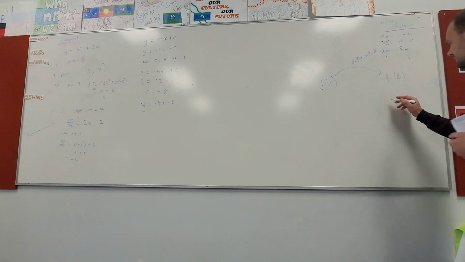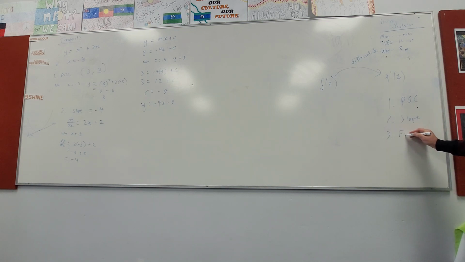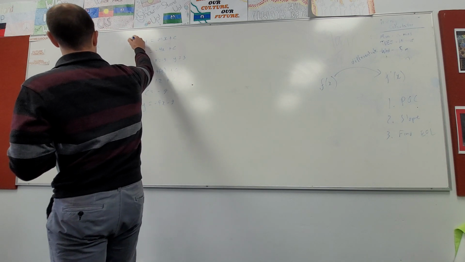Okay, so what's the process? Find the point of contact, find the slope, and then find the equation of the line by putting in the slope and the coordinates. So there's a bit going on, right? You can break down each step further, but they're the 3 steps we need to do. Find the point of contact, find the slope, and then find the equation of the line. So we've got step 1, step 2, step 3.